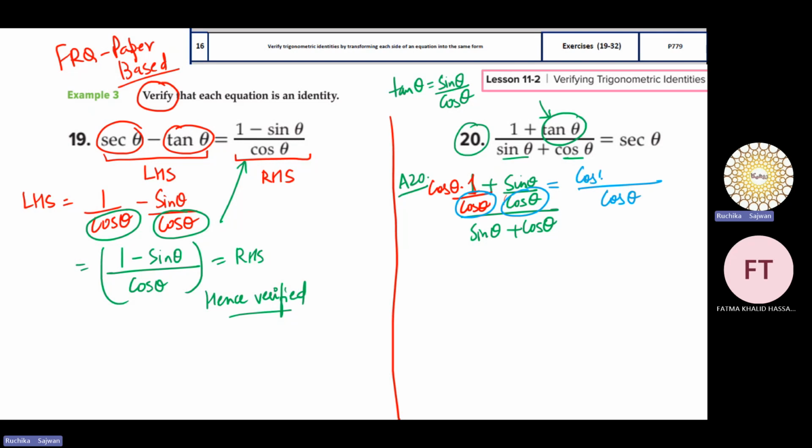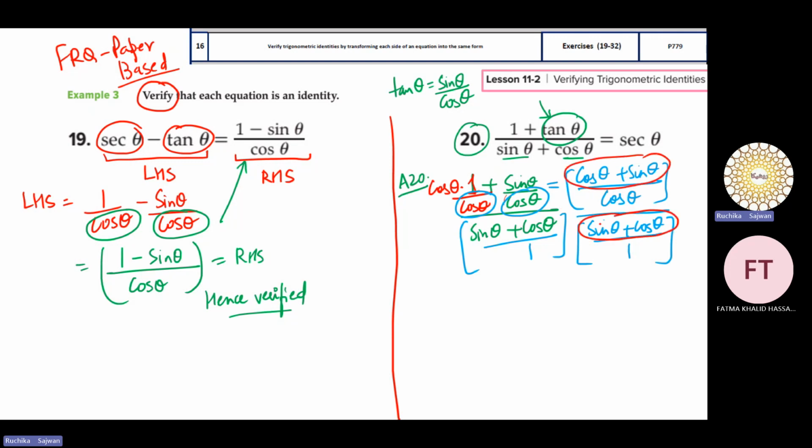On the top, we have cos theta plus sine theta. So this is the new fraction. And also don't forget the denominator. Denominator is sine theta plus cos theta divided by 1. So I just copy the same. Now, how can we convert division to multiplication? Because we really want to simplify things, I can see here that this term and this term are common. So they're going to cancel in the next step.